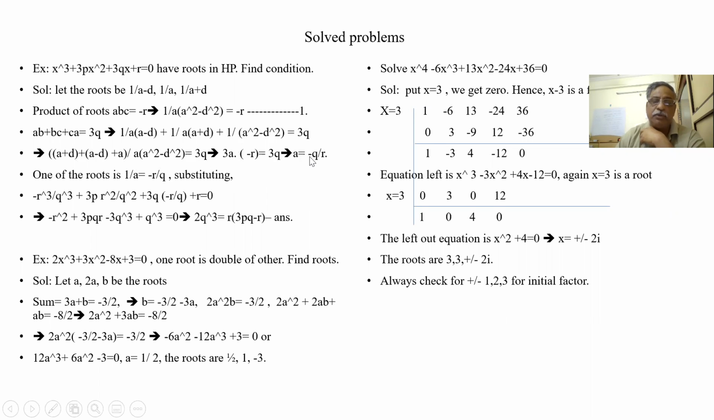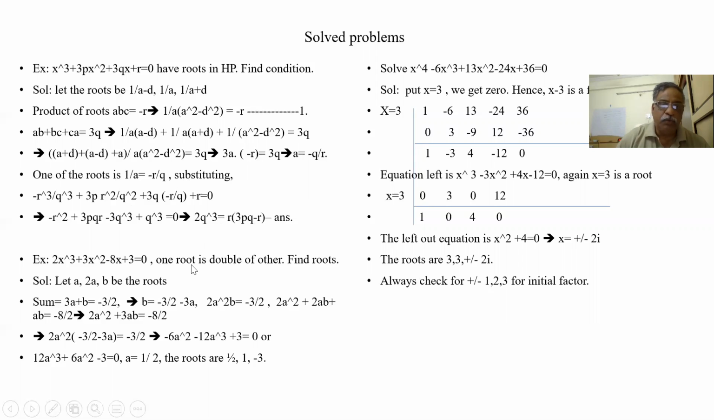So let us not put a into this equation, because it is a harmonic progression. The root is not a. The root is 1 by a. So once I put the root, minus r by q, into this equation, I get the required condition. 2q cubed is equal to r into 3pq minus r is the required condition.